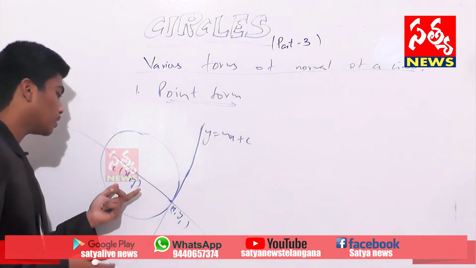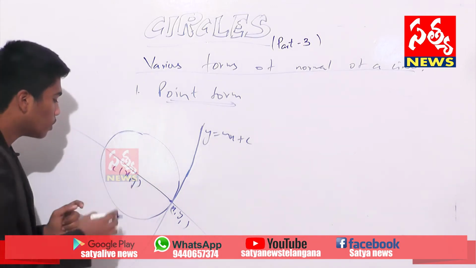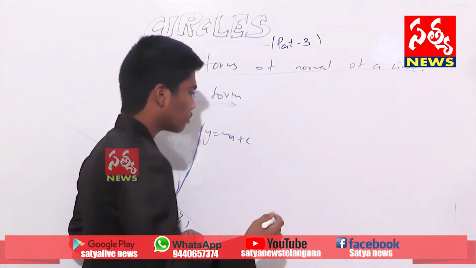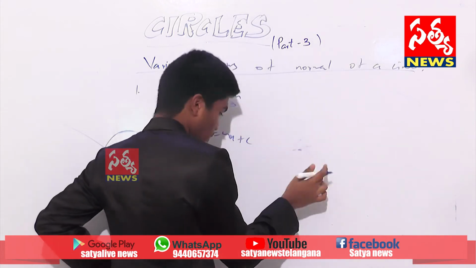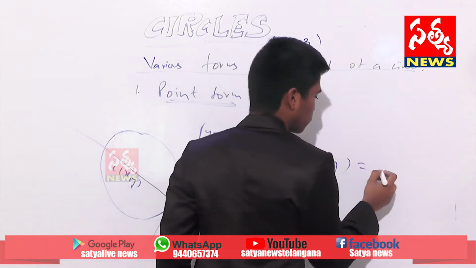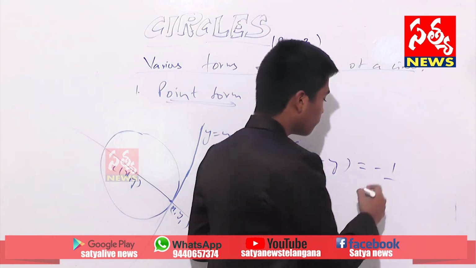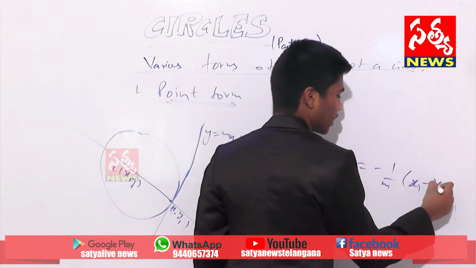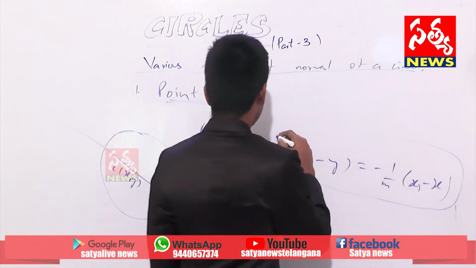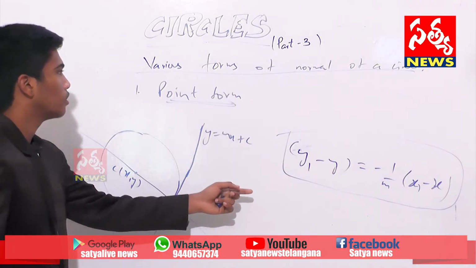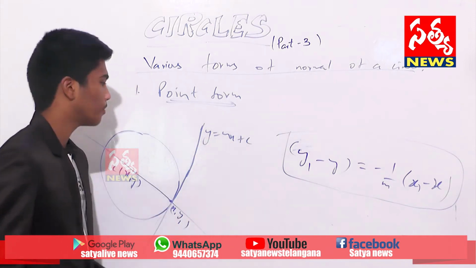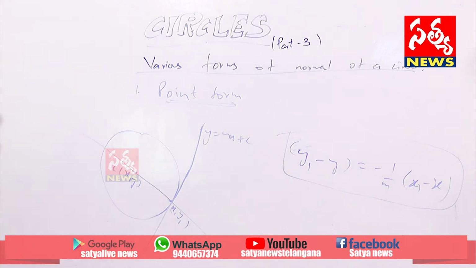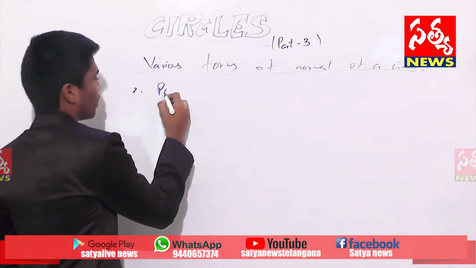The previous derivation is the same as the point form. The only change is that there we took 0 comma 0 as the center, but here the center is x comma y. So the small change would be y1 minus y is equal to -1 by m into (x1 minus x). So this is the equation of normal in point form. Next we will discuss the parametric form.